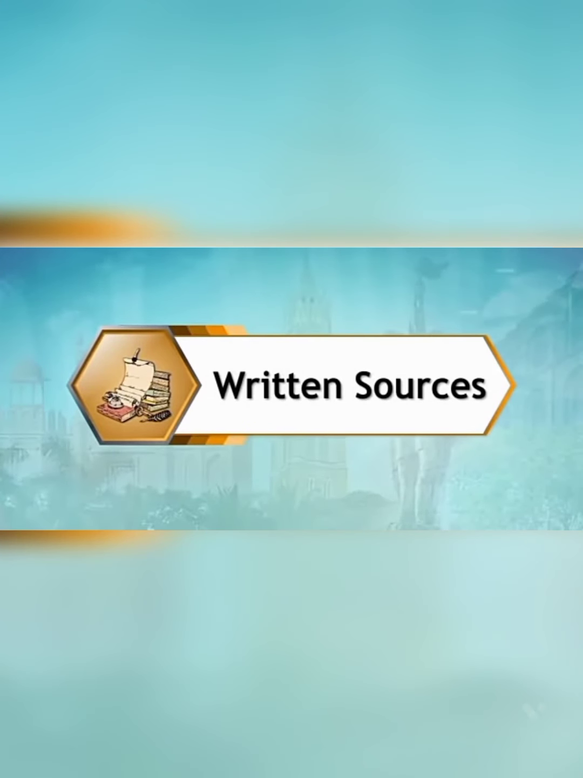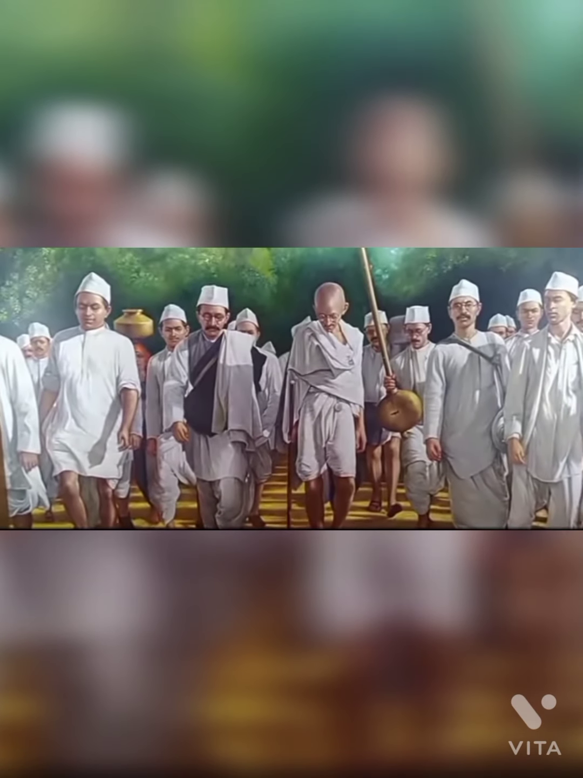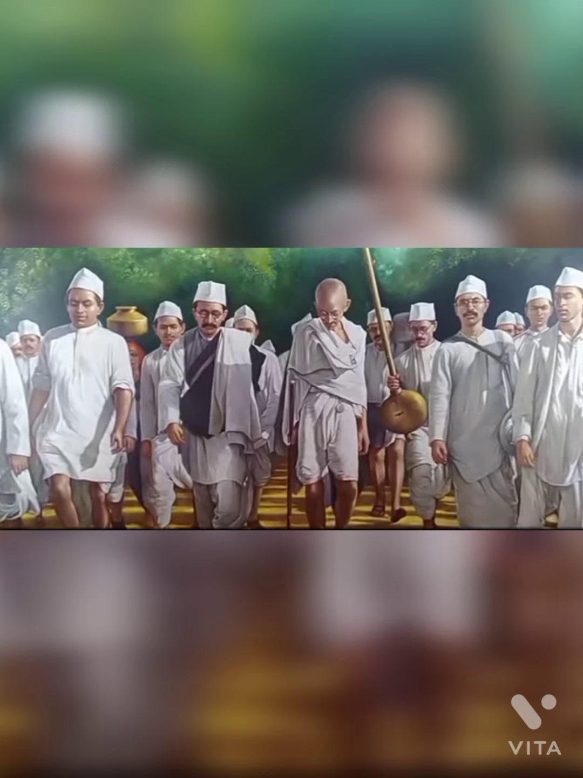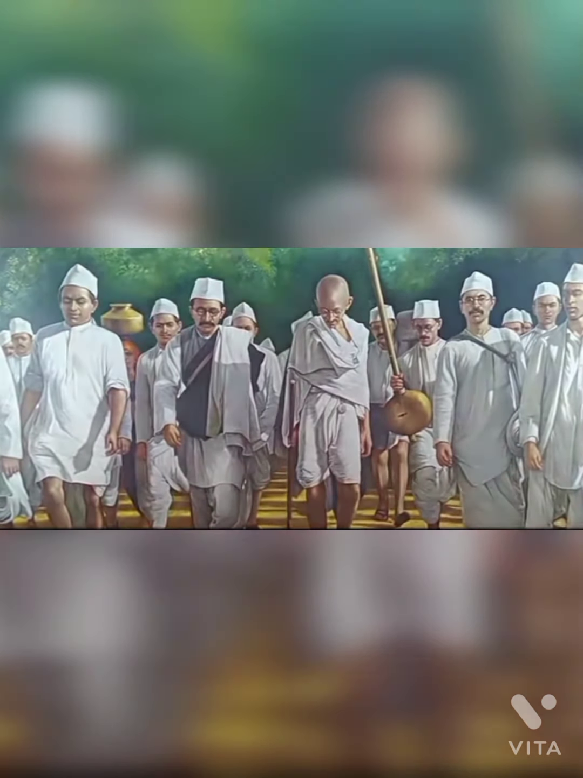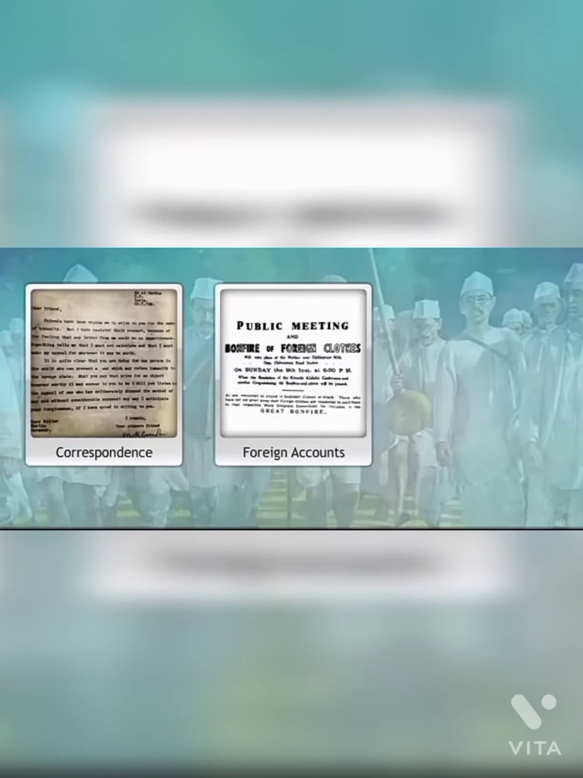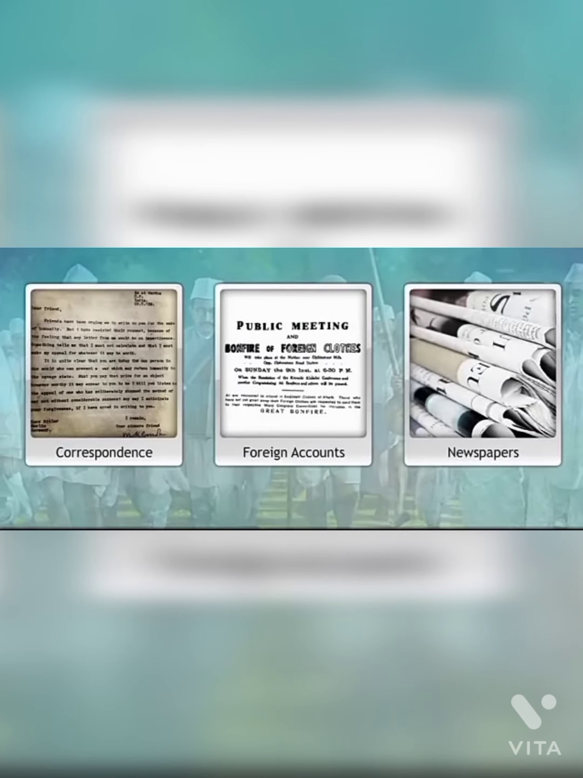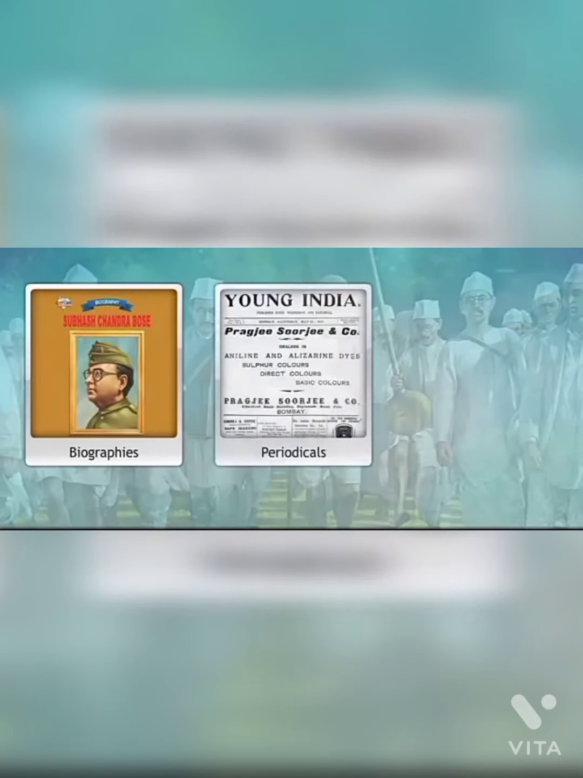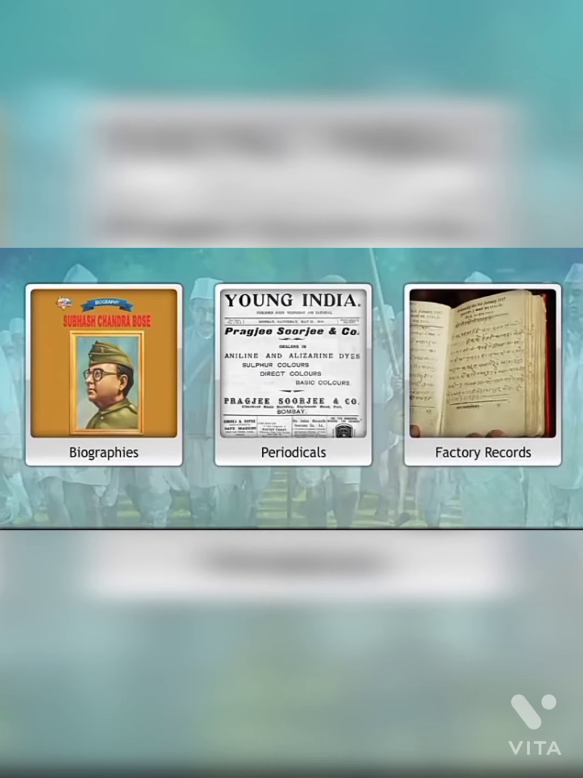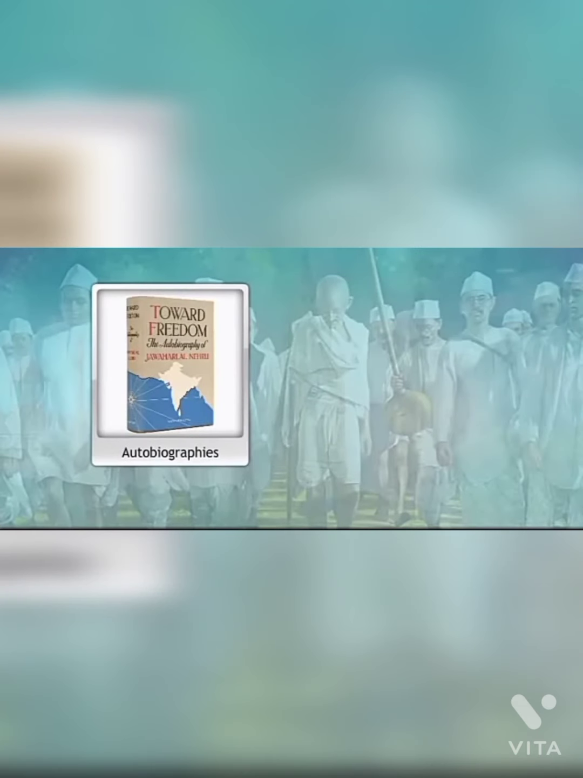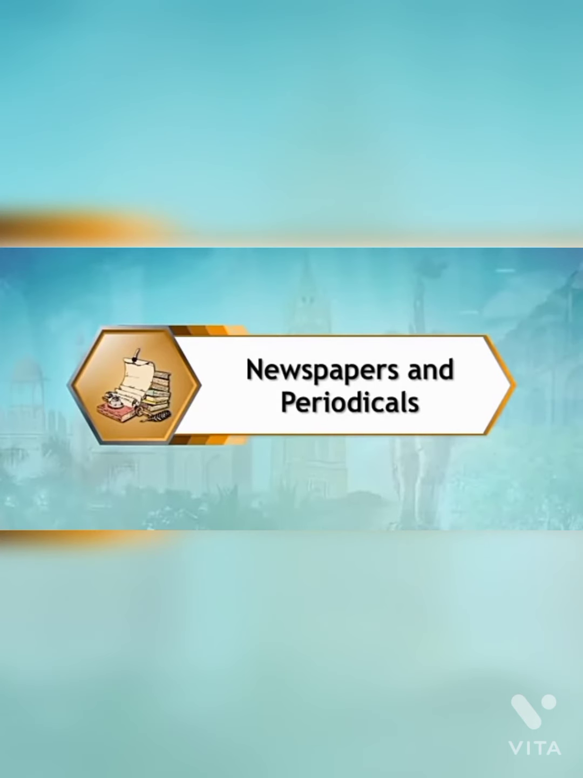Next source is the written sources. The following aspects are included in the written sources of modern Indian history: correspondence, foreign accounts, newspapers, biographies, periodicals, factory records, autobiographies, books. Now we will take the information about newspapers and periodicals.